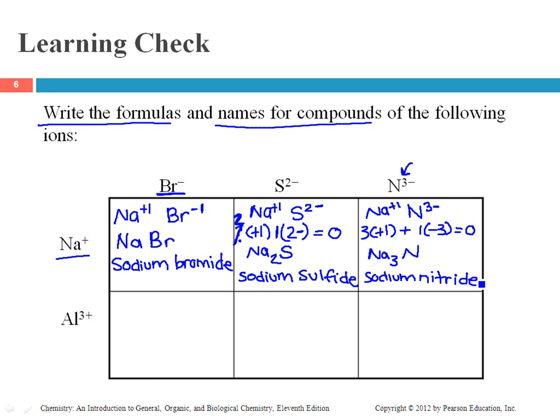If we come down to aluminum, in group 3, it has a 3+ charge, and bromide, a -1 charge. So if we know that we've got a -1 and a +3, it looks like the best way to cancel this would be to have 3 bromines and 1 aluminum. We have 3, and we would just name it simply as aluminum bromide.